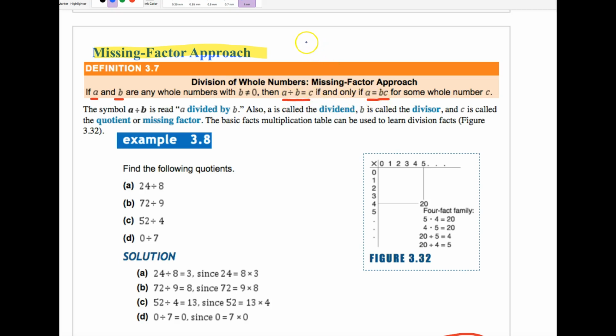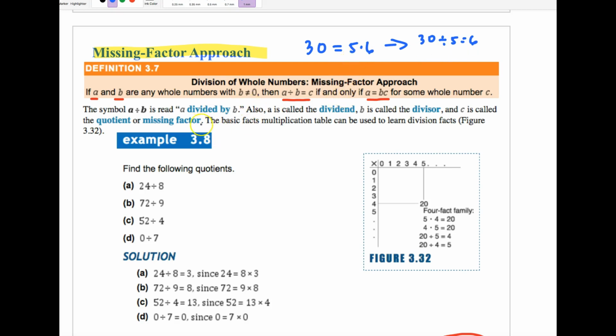So let's pick up some numbers. Let's say 30 is equal to 5 times 6. Since that is true, what we now know is we can take this over here, A equals B times C. Then we know that 30 divided by 5 is equal to 6. So this is the idea of the missing factor in terms of how you could solve a division problem. 30 divided by 5 we know equals 6 because 5 times 6 equals 30.